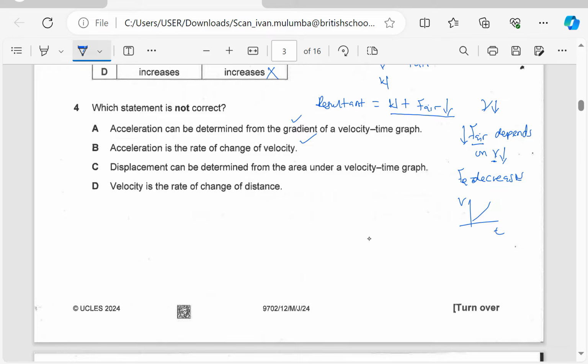Displacement can be determined from the area under the velocity time graph. If I have the velocity time graph, the area is the displacement, this statement is correct. Velocity is the rate of change of distance, so this statement is not correct because distance is a scalar. Velocity is the rate of change of displacement, not distance. If this was speed, it would be the rate of change of distance. But since it is velocity, it is supposed to be the rate of change of displacement. So this statement is not correct.